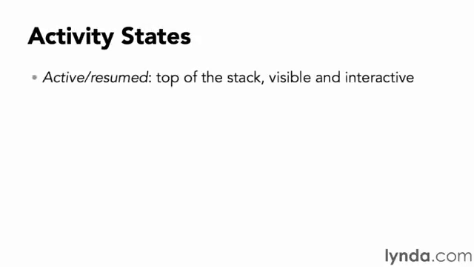If an activity is visible and interactive, it's said to be either active or resumed. That means it's at the top of the stack. It's visible, and the user can interact with it. An activity that's paused can be visible but without focus.